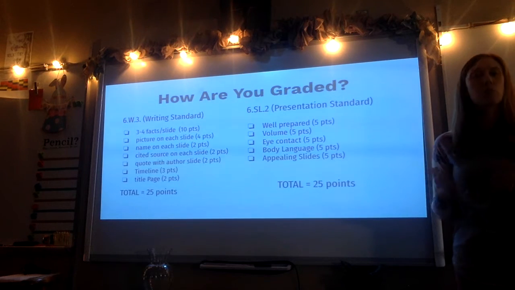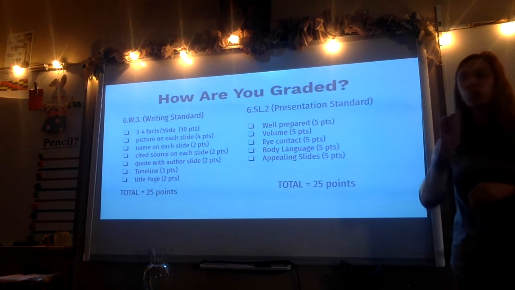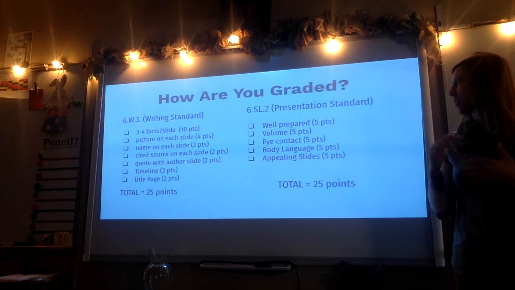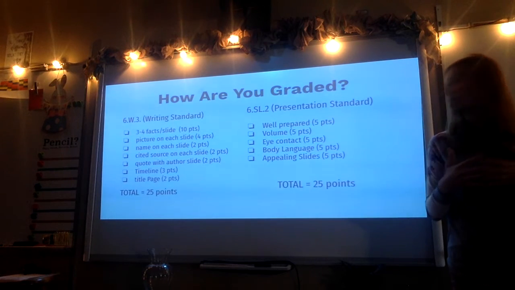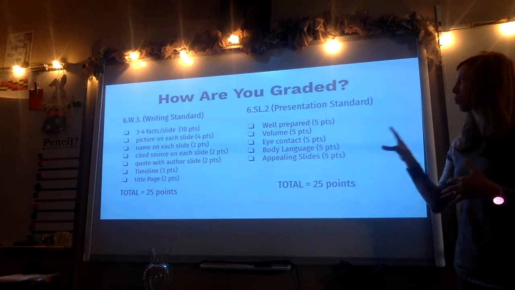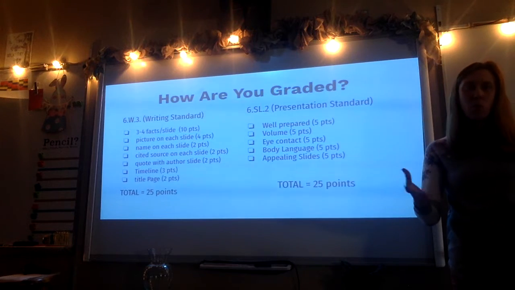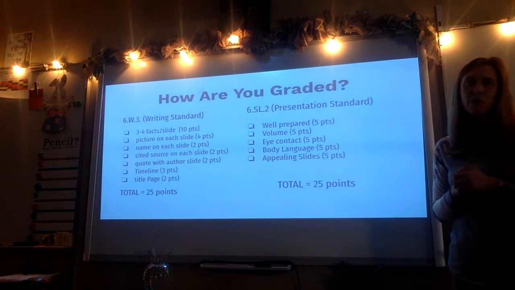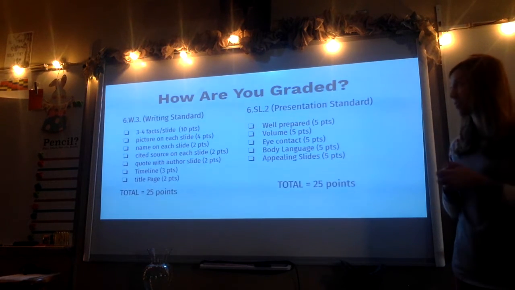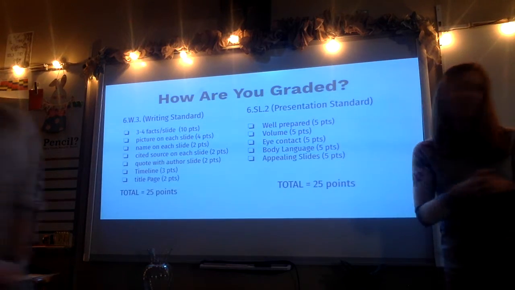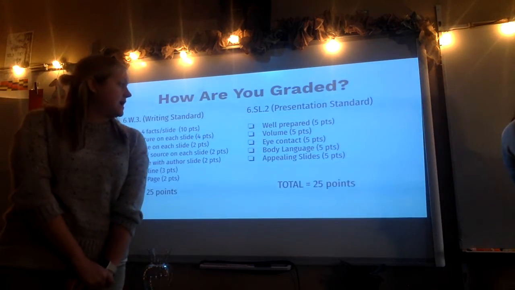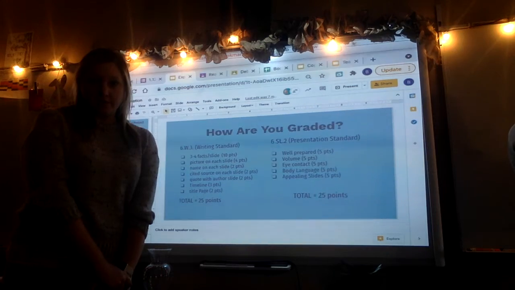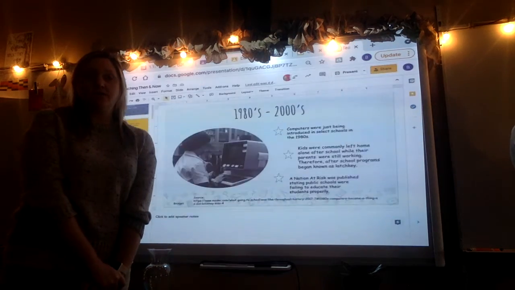And then your slides are appealing. They are nice and neat, bulleted points. Pictures are there and it's clear to see. And each of these is worth a total of 25 points, so 50 points will be going into the standards for each of these. Yeah, so sixth graders, you will be doing this with a partner.